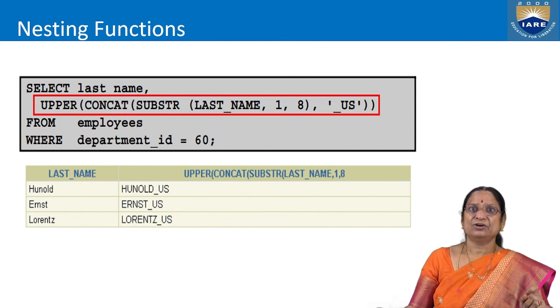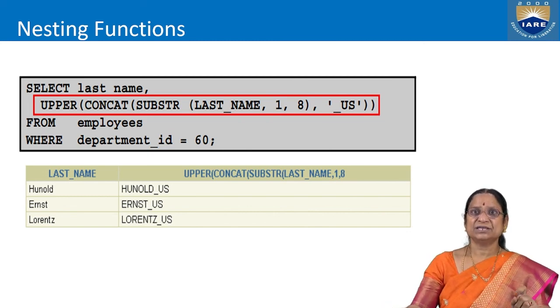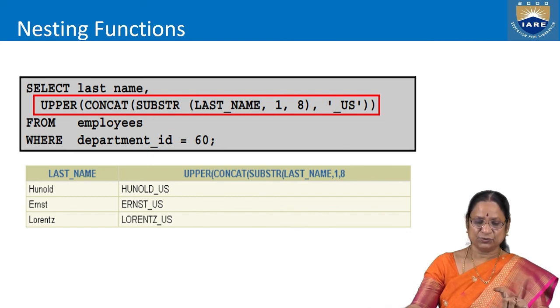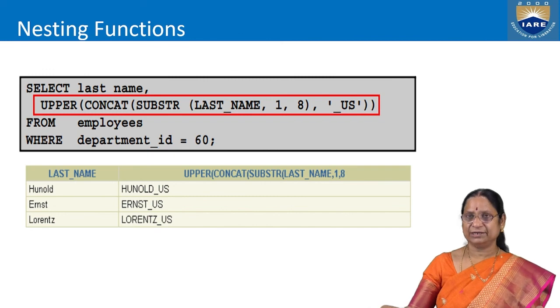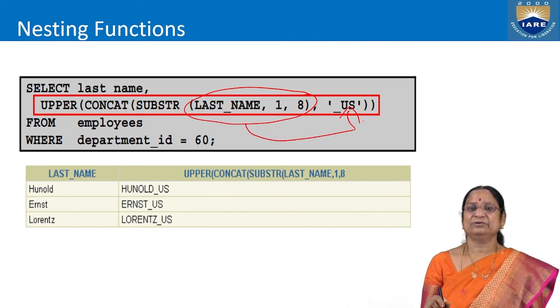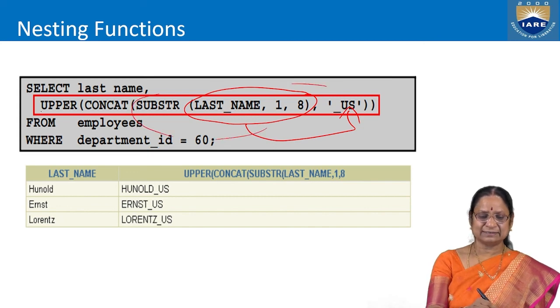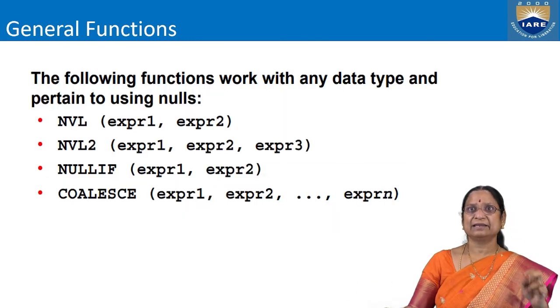For example, here you observe UPPER, CONCAT, SUBSTR. First, we have to find the substring of the last name: the first 8 characters. We concatenate that substring with the string _US, then convert it into uppercase. Then we get results like HUNOLD_US, ERNST_US, etc. That means the first 8 characters of the name and _US were concatenated, and all of them are converted into uppercase. So first it finds the first 8 characters, then two strings are concatenated, and the entire resultant string is converted into uppercase. This is the process carried out while nesting the functions.